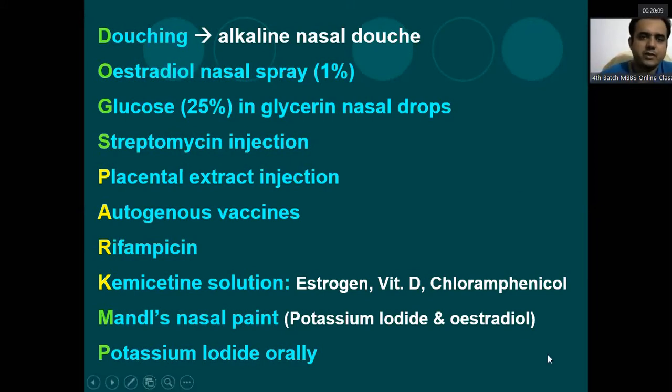The most important among all of the treatment management is nasal douching, right? It is alkaline nasal douche, and I'll tell you how it is done. Similarly, estradiol nasal spray, 25% glucose in glycerin nasal drops, streptomycin injection, placental extract injection, autogenous vaccine, rifampicin, chloramphenicol solution, estrogen, vitamin D, and Mandl's nasal paint, and potassium iodide orally. So we usually do these things, douching and glucose in glycerin, right?